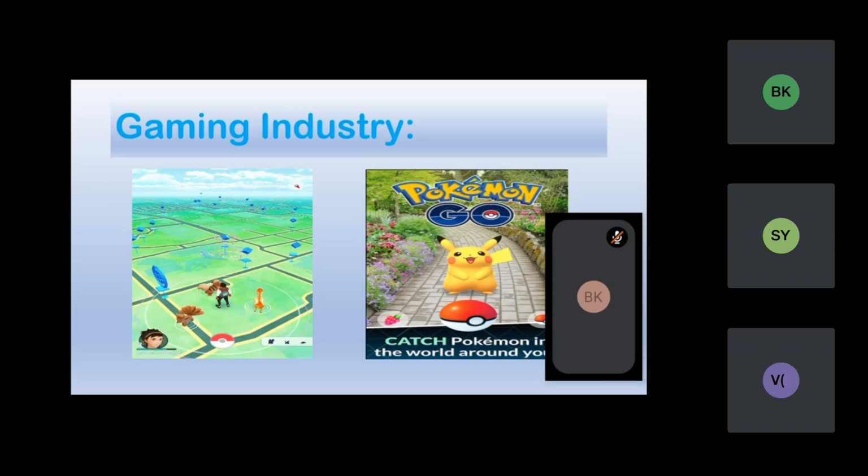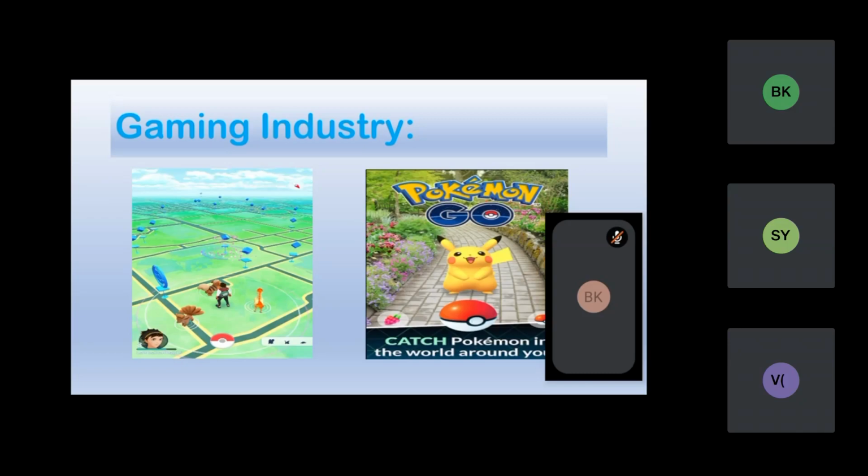It actually creates a virtual environment inside your phone. And just like how the Pokemon series goes, you have to keep on finding Pokemons. But what happened is people started ignoring all the traffic lights and vehicles, and a lot of accidents were caused. Still, thankfully, the game is not deleted. It's still available. But when you download it, it will give you a warning that while playing, take care of everything. If something happens to you, it's nothing to do with us. Play it at your own risk.